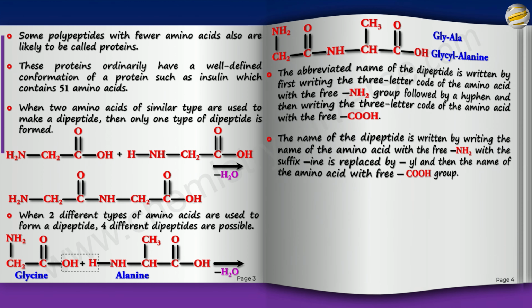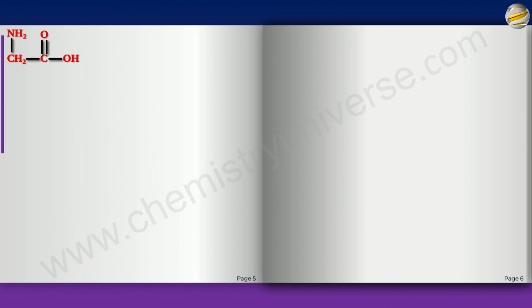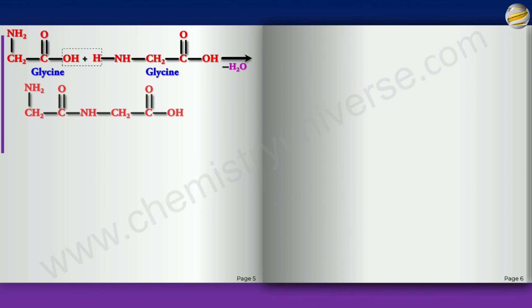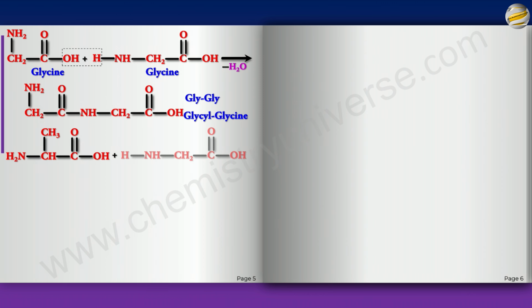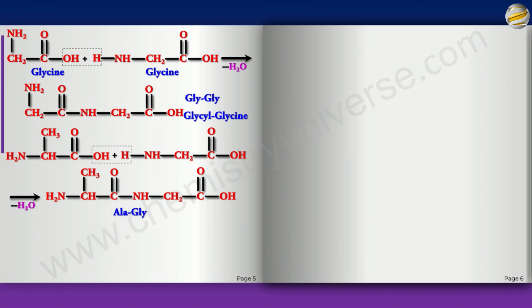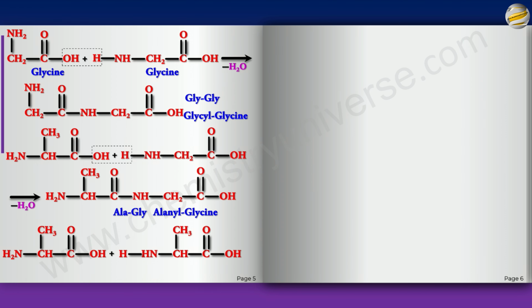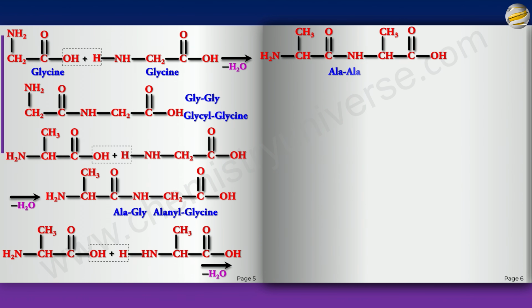All right. So if we go on further, the possibilities are glycine with glycine, and you'll get this, and you can call it Gly-Gly, or you can call it glycylglycine. You can get alanine with glycine. You'll get this. You can call it Ala-Gly or alanylglycine, or you can get alanine and alanine, and you will get this, which could be alanylalanine. So these are the others that you get.